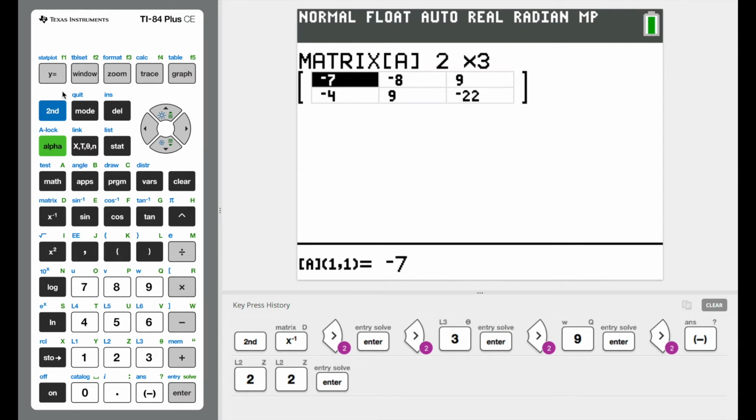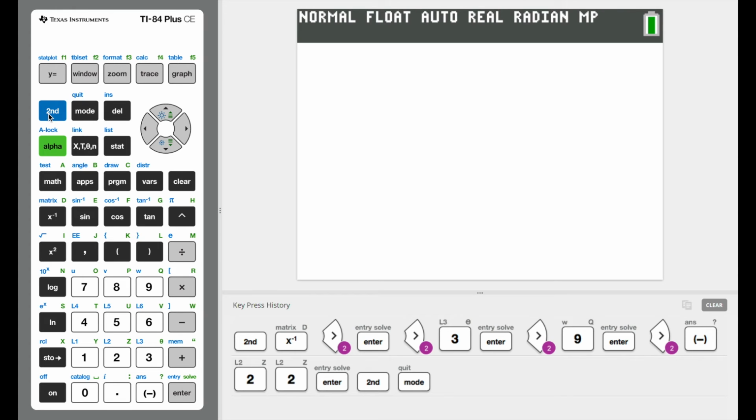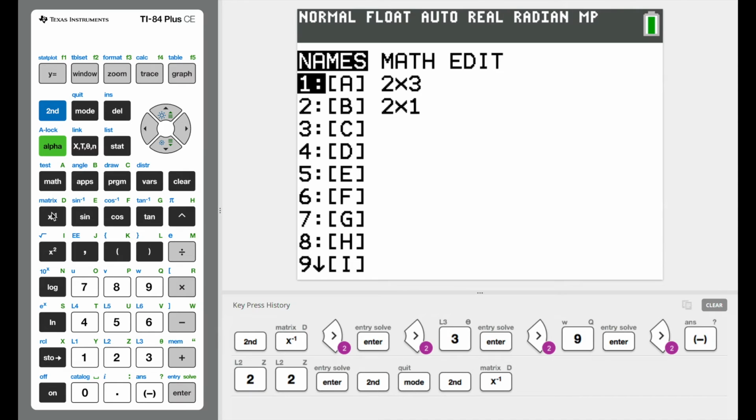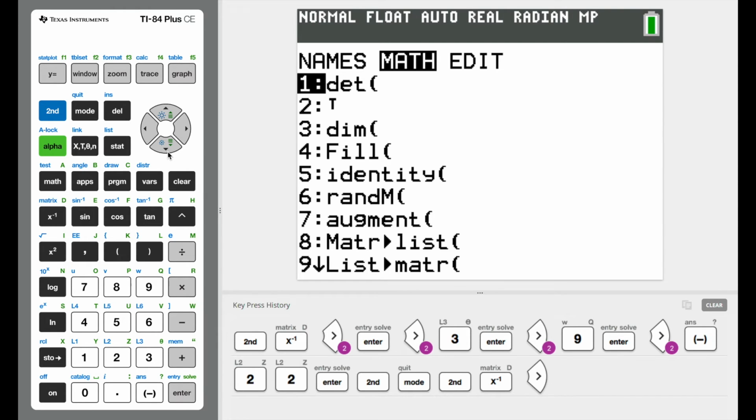I'm going to roll over here to put my negative 22, enter. Okay, so now I'm going to second quit to go back to my home screen, and then go back into the matrix real quick. I'm going to go over to math and find RREF, so I'm going to scroll all the way down until I find it.